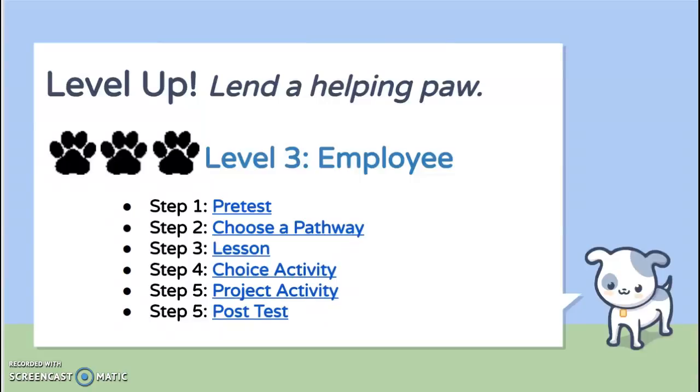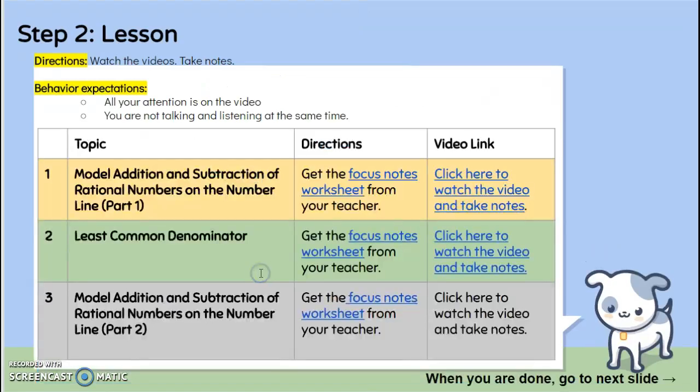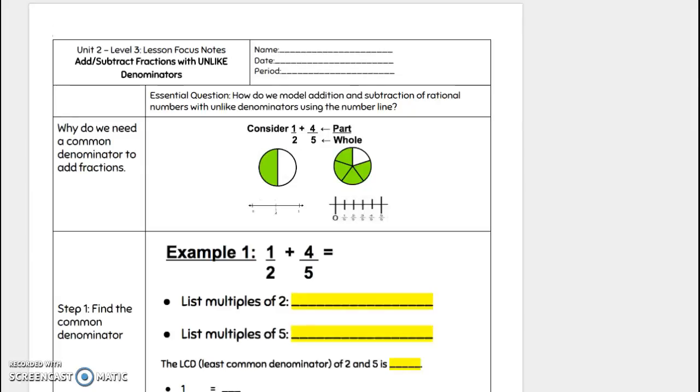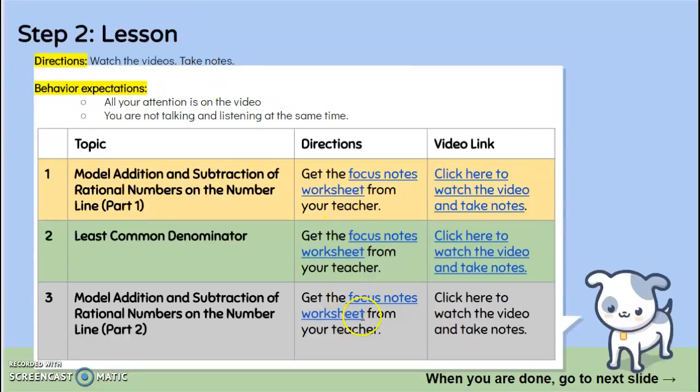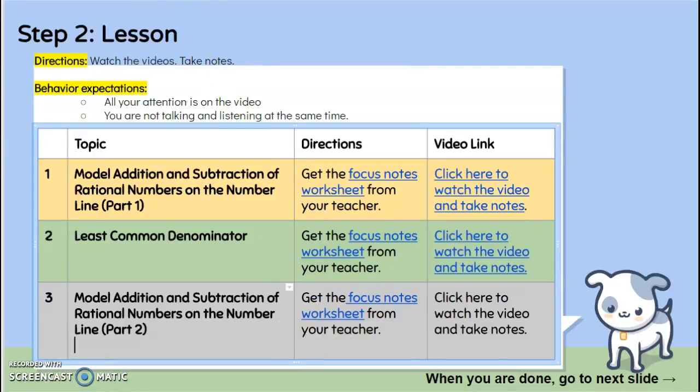This is the third part of the lesson for Level 3 in Unit 2. And the topic is modeling addition and subtraction of rational numbers on the number line, Part 2. Make sure you have the focus notes in front of you. They should look like this. If you don't have access to them, you can click on this link right here and see a copy of them and then organize your notes the same way as you listen to the lesson.